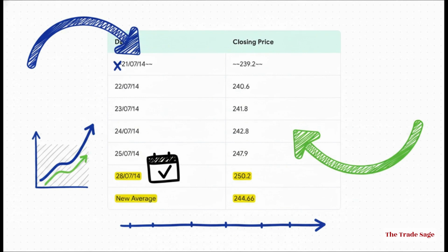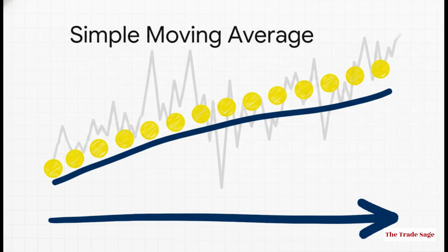This is the cool part. To keep our average fresh and relevant, we drop the oldest data point, so see you later, July 21st, and we add in the brand new price from July 28th. We do the math again, and our new average is 244.66. It has literally moved. And what we've just created is called a simple moving average, or SMA for short.